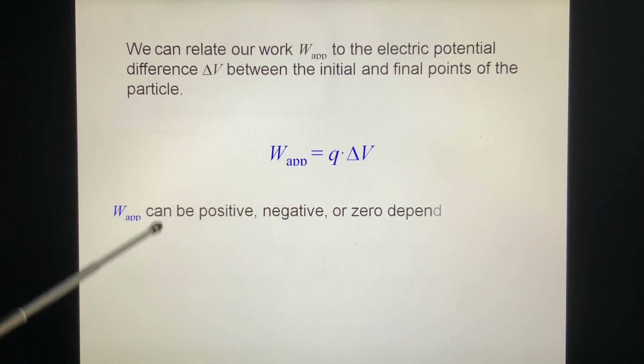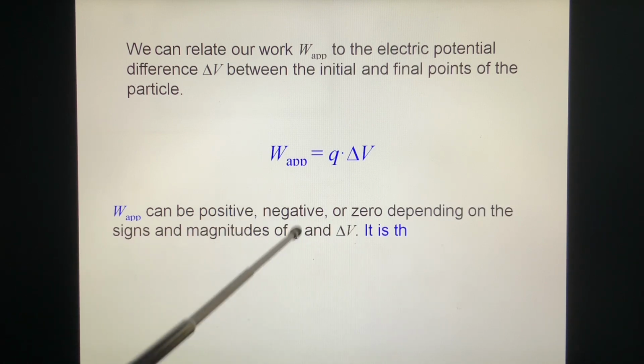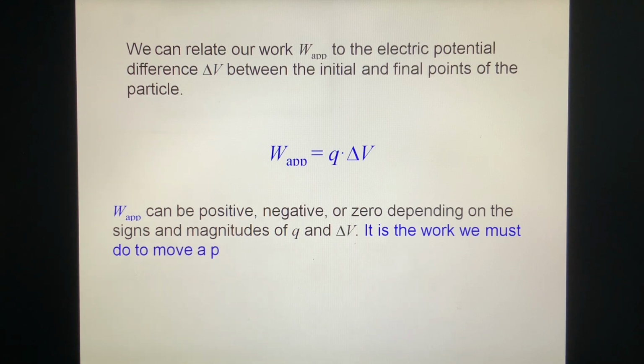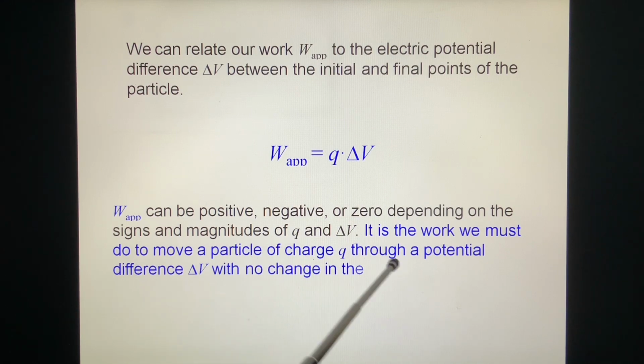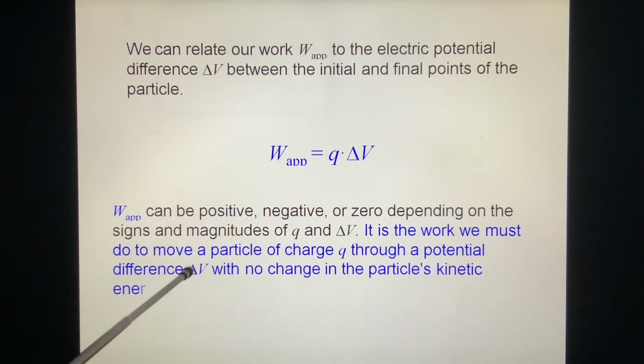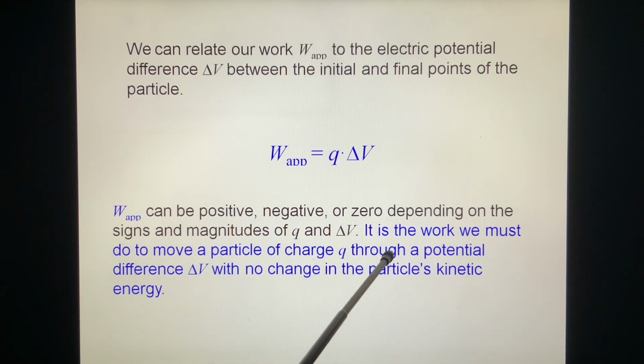W applied can be positive, negative, or zero, depending on the signs and magnitudes of Q and delta V. It is the work we must do to move a particle of charge Q through a potential difference delta V with no change in the particle's kinetic energy. Remember that the particle's kinetic energy doesn't change. If it changes, then we have a new way to do it.